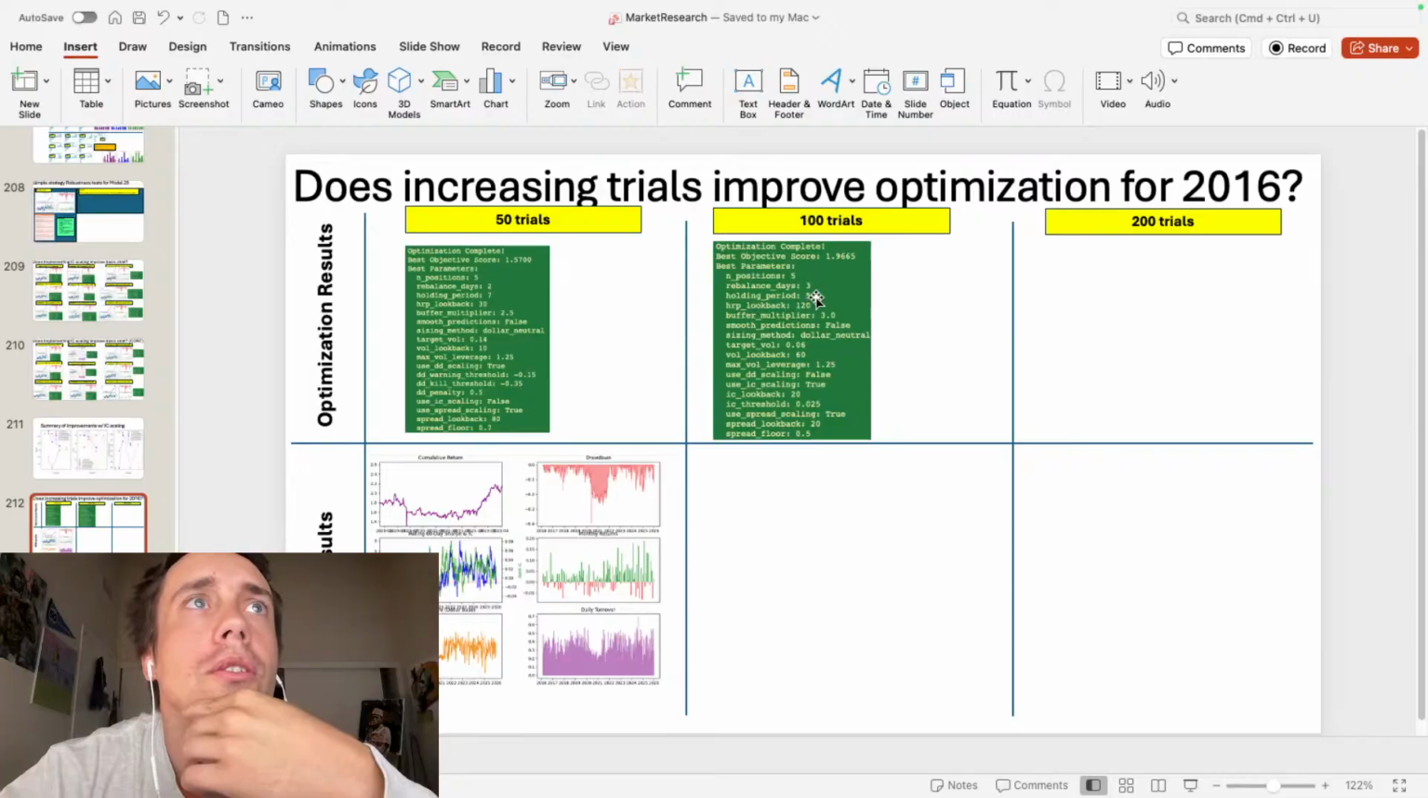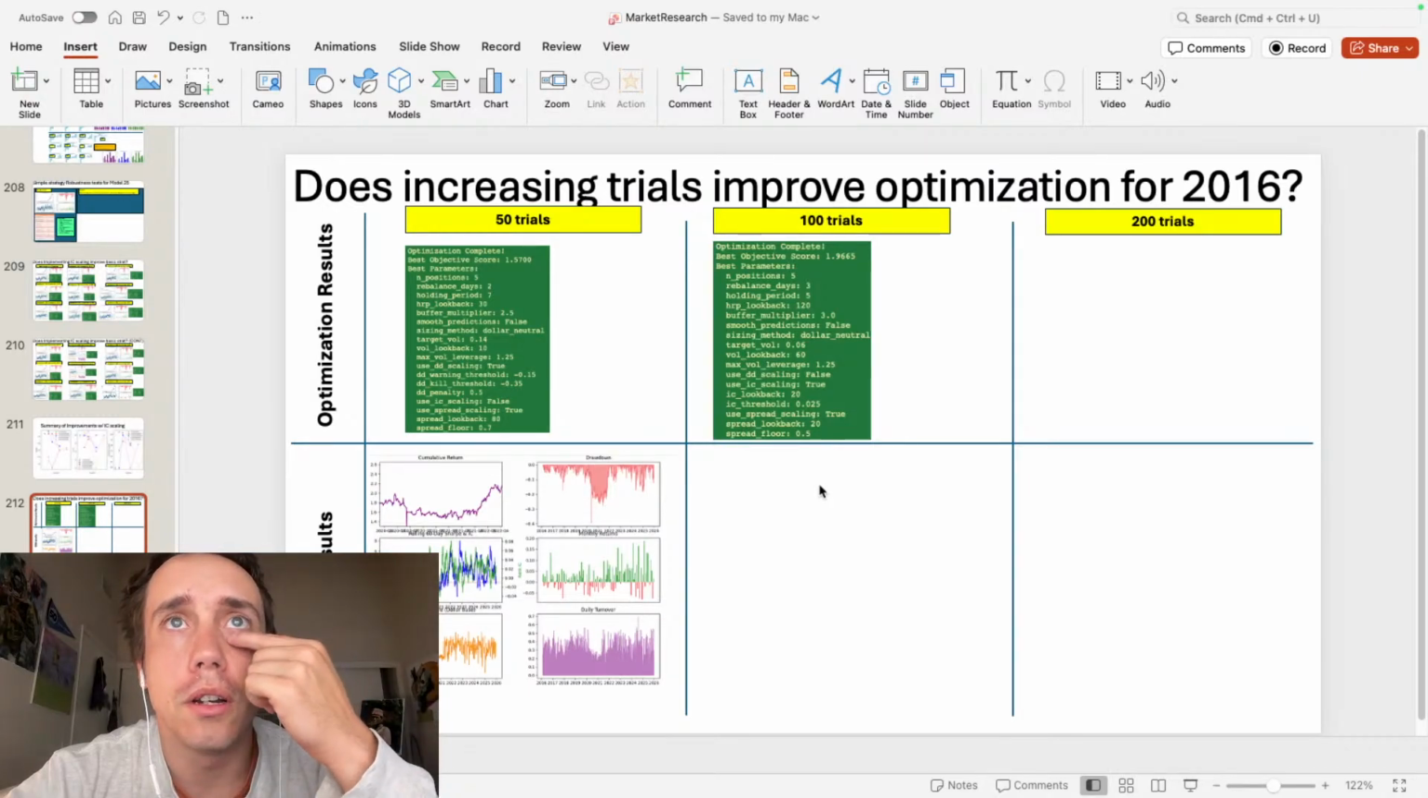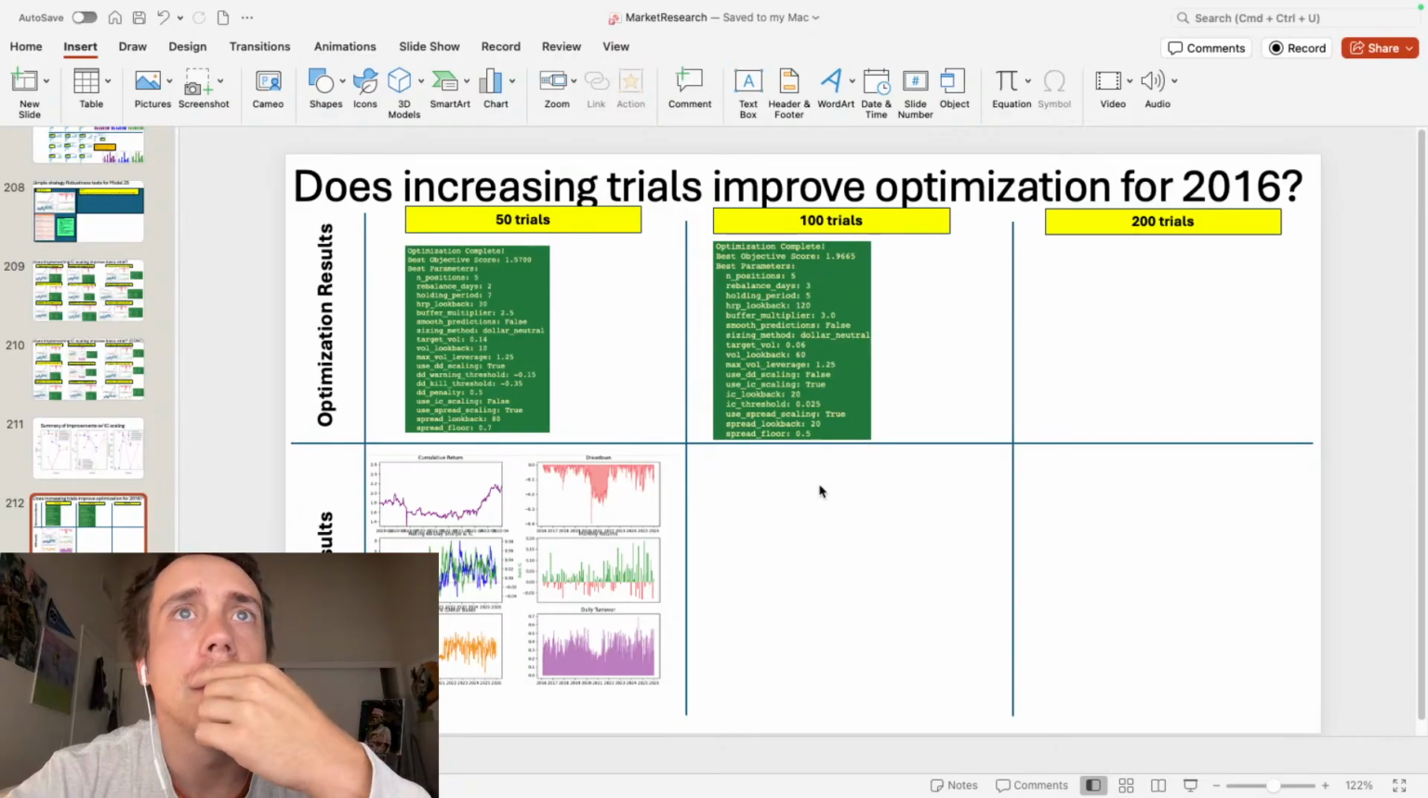Five positions, rebalance days 3 versus 2, holding period 5 versus 7, HRP look back 120, buffer multiplier 3, smooth predictions false, dollar neutral, target volatility 6%. So these are pretty different parameters. No drawdown scaling. There is IC and spread scaling.